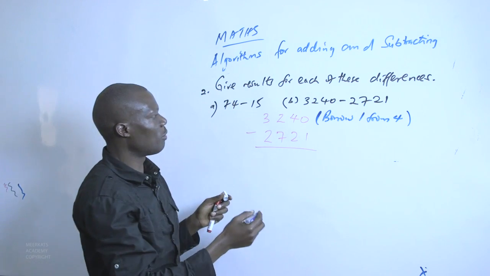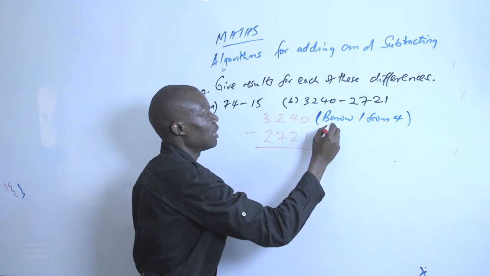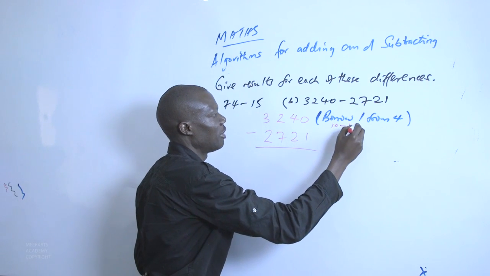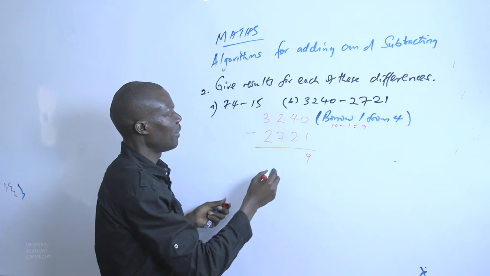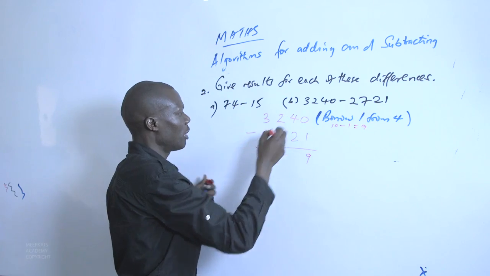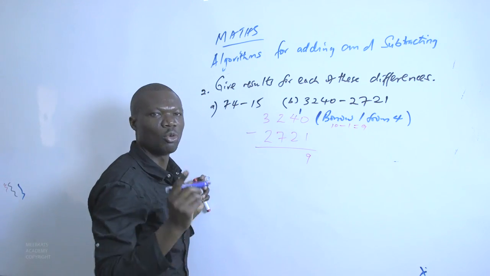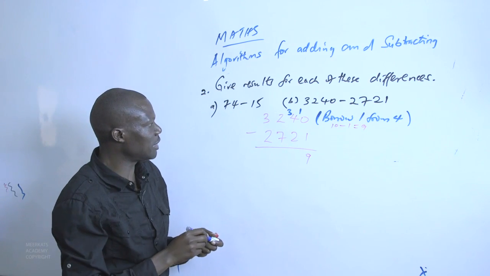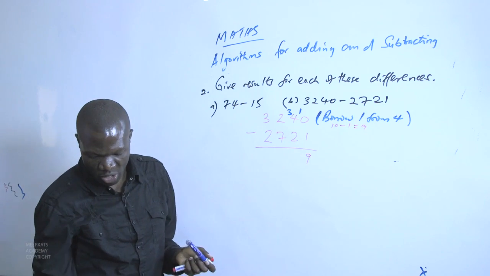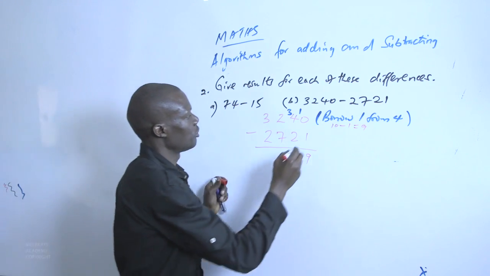Borrow 1 from 4. If you borrow 1 from 4, then it will make this 10 minus 1, which is a 9. So we have 9 here. Now, we borrowed 1. We remained with 3. Which implies that the next step here, we are going to have 3 minus 2.